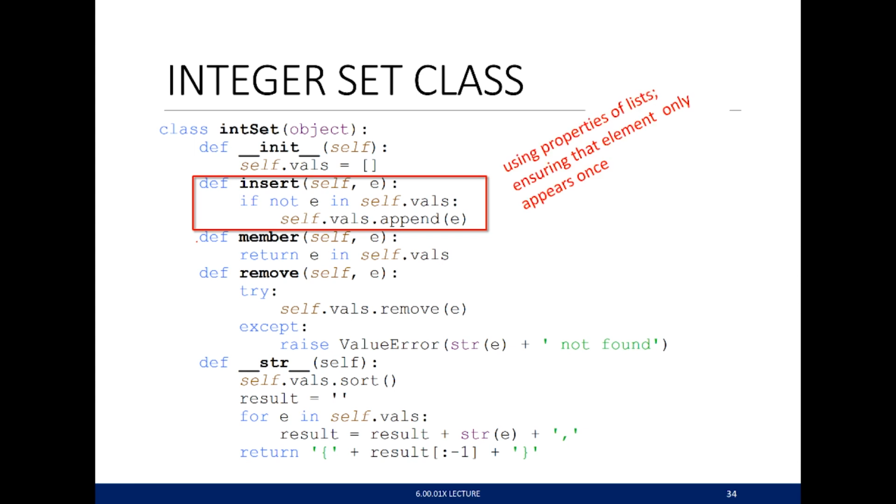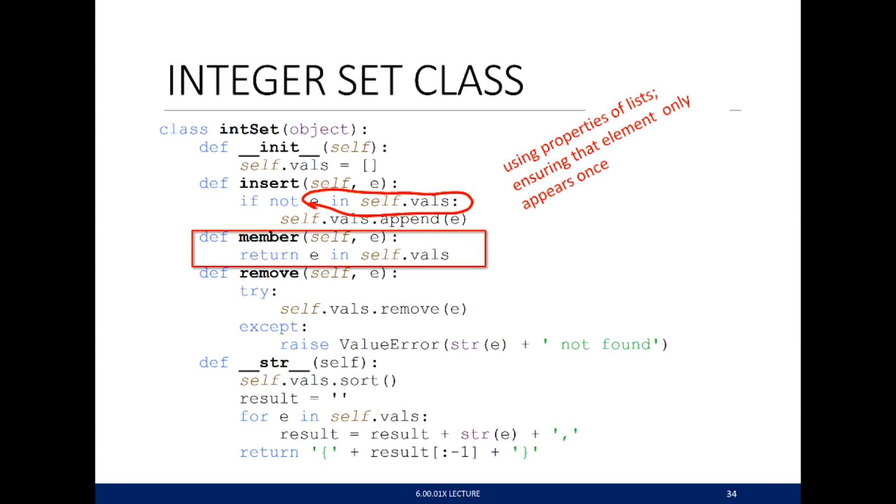I'm going to take advantage of the property of lists. So when I want to insert a particular element into an instance of an integer set, I'm going to first say, is that element inside the list? And I'm just using that iterable operation on lists to use that. If it isn't, I'm going to append it into the list. If it is, I'm simply going to skip by because there's nothing to do. I want to check if something's inside the list. Again, I can use the property of a list. I can simply say, return E in self.vals. That simply says if E is in that set, that list, it's going to be true, otherwise false.